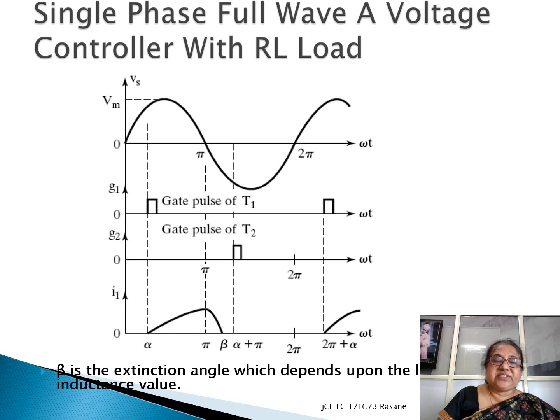So beta is the extinction angle, and how far beta extends beyond pi depends upon the value of inductance. If the inductance value is less, beta will not be very far from pi. If the inductance value is more, obviously it can store more energy, and hence the discharging time will increase, and the angle beta will be further away from pi. It also depends upon another angle called phi, which is the phase difference between the supply voltage and the load current, and we'll look into it in the further slides.